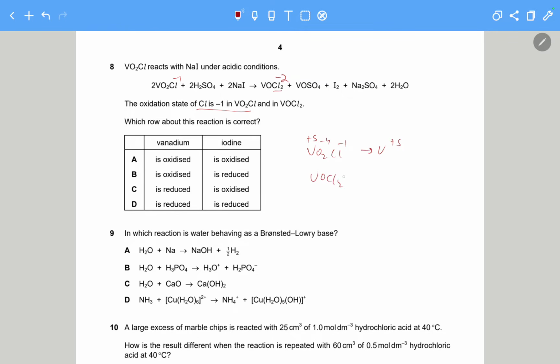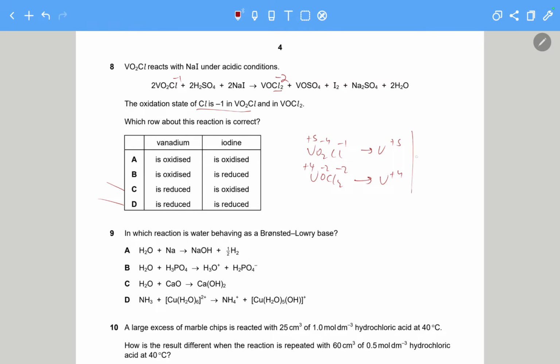In VOCl2, we have Cl -1, two of them, so -2. Oxygen is -2 as well. The vanadium is therefore +4 because VOCl2 is a neutral species, so we get V +4. So the vanadium has gone from +5 to +4, which means it has reduced, and therefore only C or D will be the answer. We already know A and B cannot be the answer.